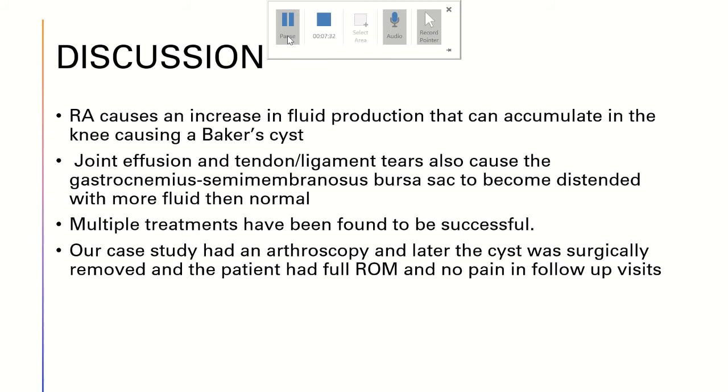And there have been multiple treatments that have been found to be successful. Those 4 different treatments that I listed previously are all good at getting rid of Baker's cyst. It's just patient dependent on what they want. And in our case study, like I said before, he had an arthroscopy, and then later the cyst was surgically removed. And after that, he had full range of motion and no pain in all of his follow-up visits.